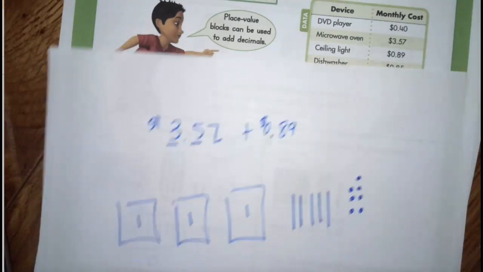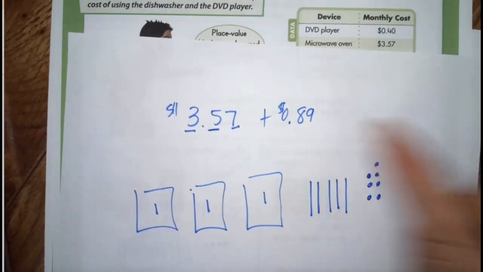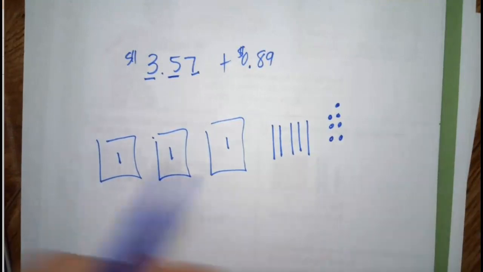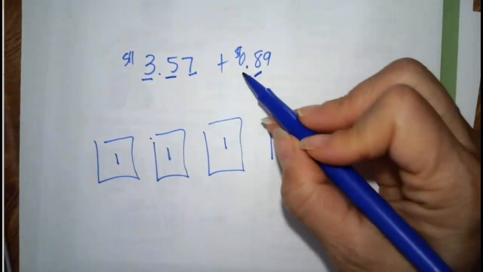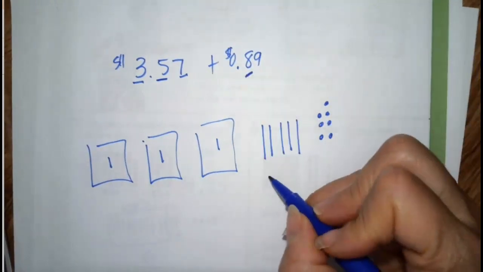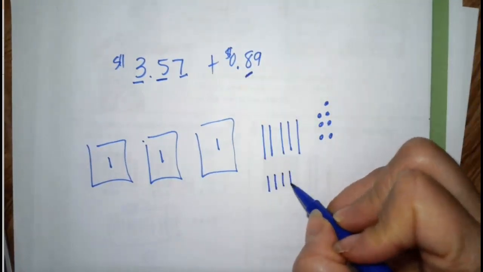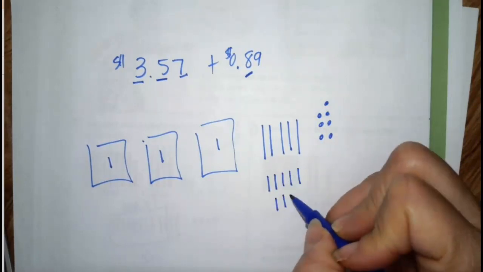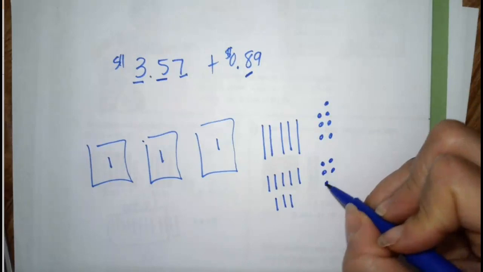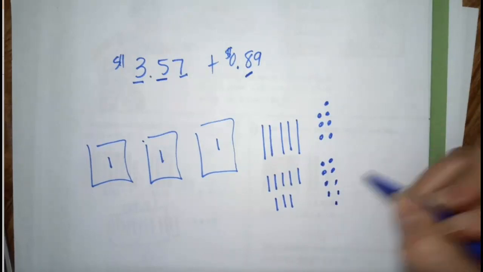Okay, now let's go ahead and do my 89. So I'm going to group these together so that you can see them together. So how many ones? I have no ones, so nothing's going to be here. But I do have 8 tenths, so let's do it. 1, 2, 3, 4, 5, 6, 7, 8. How many hundredths? 1, 2, 3, 4, 5, 6, 7, 8, 9.